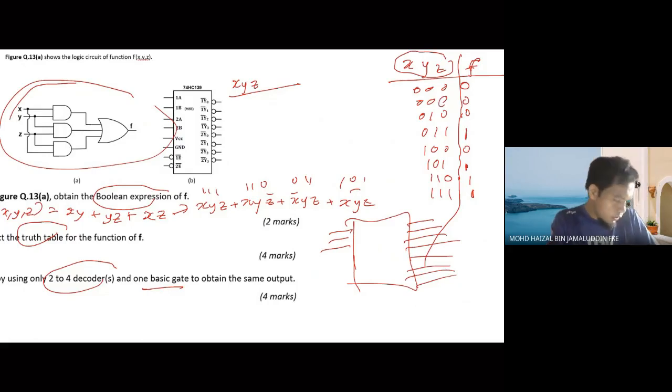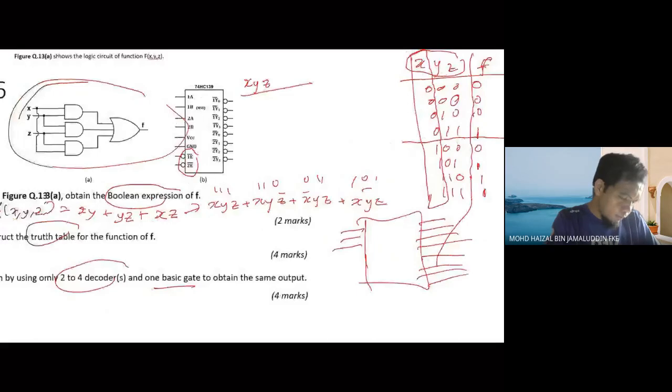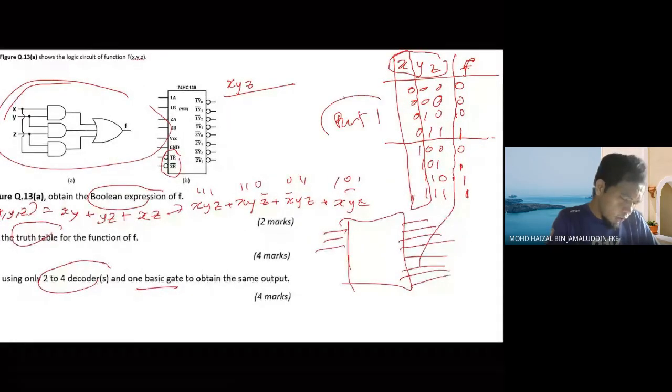Okay, so this decoder only has two inputs, which are 1A and 1B, or 2A and 2B. And you have the enabler here. So that means you can sacrifice one to make it a controller. Okay, it's up to you whether you want to choose X, Y, or Z. So maybe I want to choose X as a controller, because it's much easier to divide into two parts: X equal to 0 is one part, X equal to 1 is part 2.